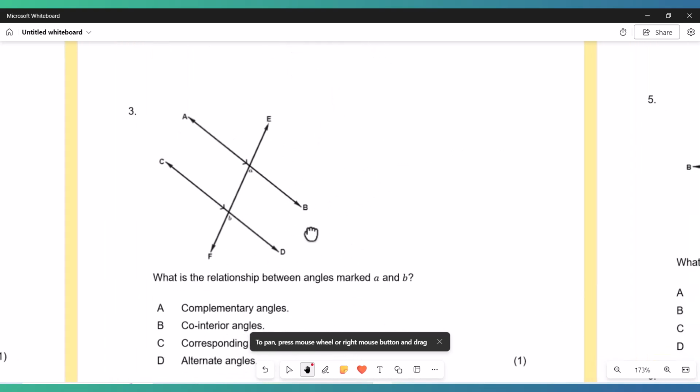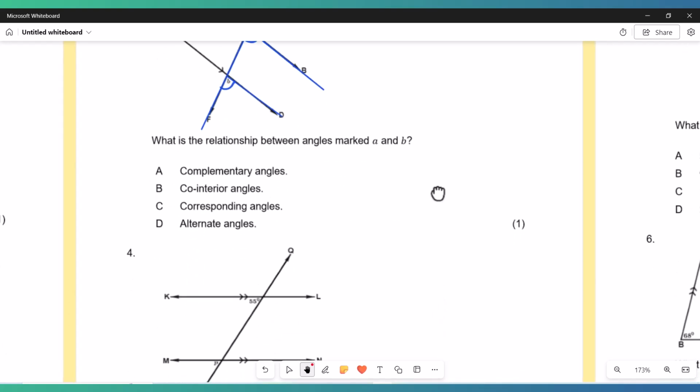Next question. What is the relationship between the angles marked A and B? This is A, this is B. I think you can see the shape of the letter F. This F shape shows us angles which are corresponding and also equal. So because A and B are corresponding and equal, these are corresponding angles.